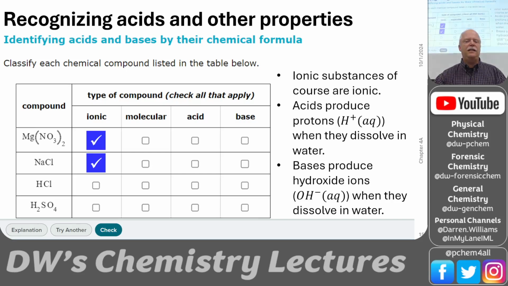But here we get to HCl. HCl is an anion plus a cation. It's going to be a molecular species, and it's going to be an acid. And then sulfuric acid, H2SO4. Again, we made that by taking the sulfate anion, 2-, and adding 2 protons to it to make a neutral H2SO4. We would classify that as a molecular substance, and it would be an acid.